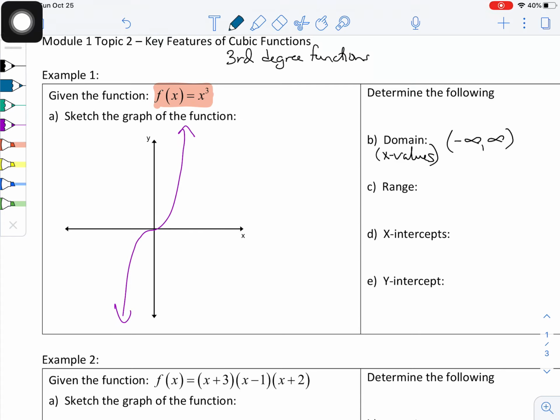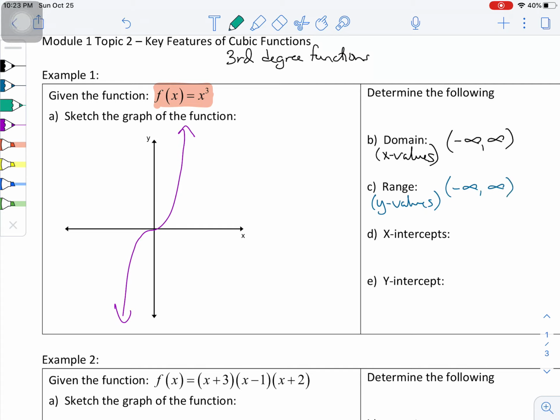Now we're going to talk about range. Range are your possible y values. So how low does this graph go, and how high does this graph go? Well, if we look at our graph here, this thing's going to keep going forever and ever low. And as we increase here, it's going to keep going forever and ever to the infinities. So range here is going to be negative infinity to infinity.